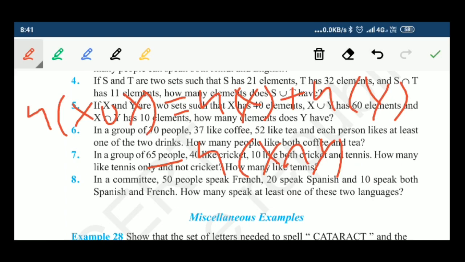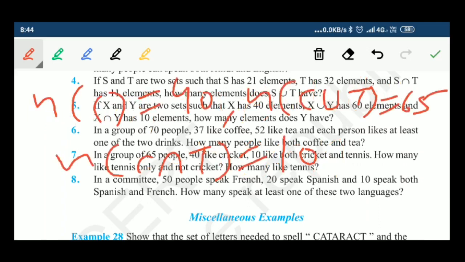So here we have to find the value of X intersection Y, and the value of the union is given, that is 70, and the number of people who like coffee is 37, and the number who like tea is 52. So put the values: union 70, coffee 37, and 52 for tea. After substituting the values, you can find the value of X intersection Y, those who like both coffee as well as tea.